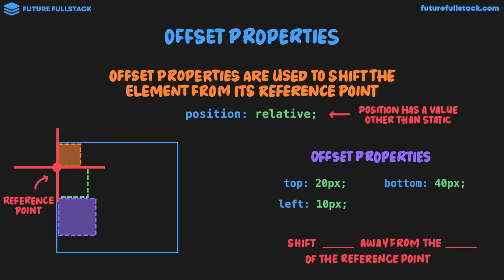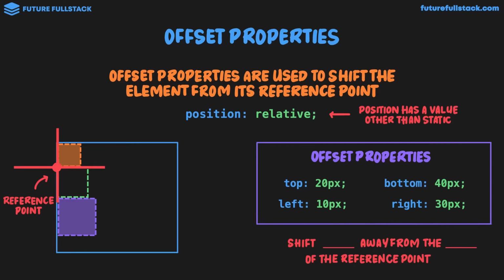We have bottom 40 pixels, which means we're shifting 40 pixels away from the bottom of the reference point. And we have right 30 pixels, which means we're shifting 30 pixels away from the right of the reference point. So let's go play around with these inside VS Code.